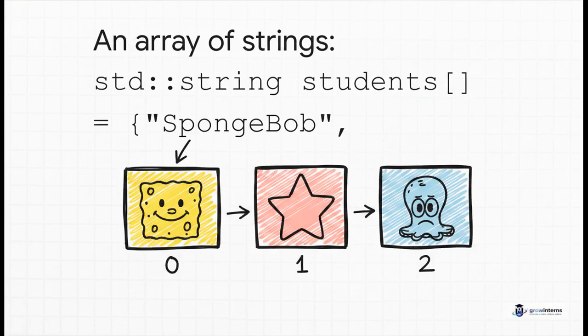And here's what that looks like in actual code. See? We've got an array of strings called students, and we've put 3 names in it. SpongeBob is in the first spot, index 0, Patrick is in index 1, and Squidward is in index 2. Pretty straightforward. So, how do we get the computer to visit each one for us?